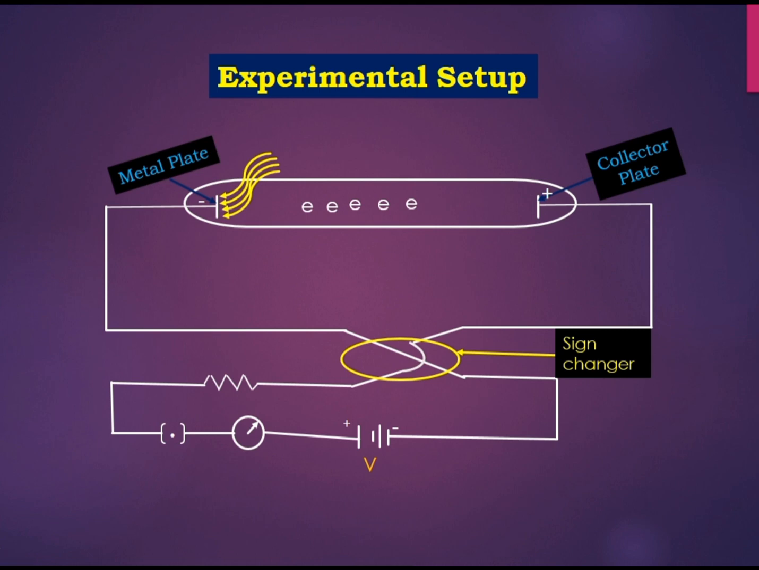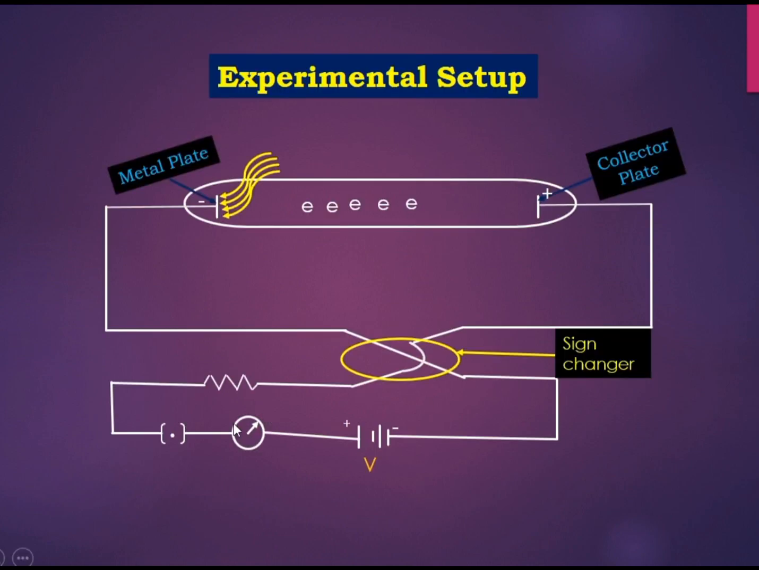Simply, here briefly we can say that this sign changer is used to change, for example, if we want to connect this metal plate to the positive terminal and the collector plate to the negative terminal. This is used just to interchange the terminals of the battery with this plate and collector between them. So this sign changer we are going to discuss during the discussion of the stopping potential.